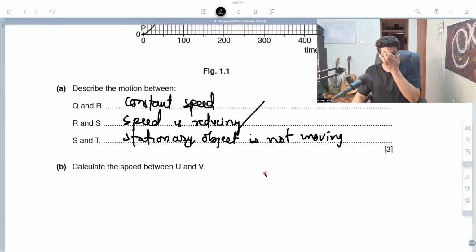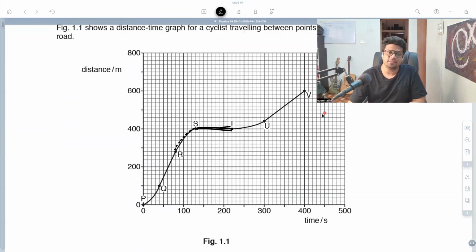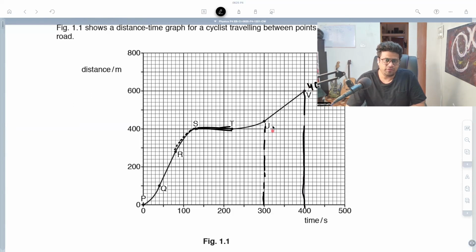Calculate the speed between U and V. Okay, speed between U and V. Again, it's a straight line. What we do is we find out the gradient of this line, and that's about it. For the gradient, we're going to need the x coordinate and the y. For this one, it's going to be 300, and I think it's going to be 420, 440, 460, 480, 500. So 20 for each block. So this one's going to be 440.